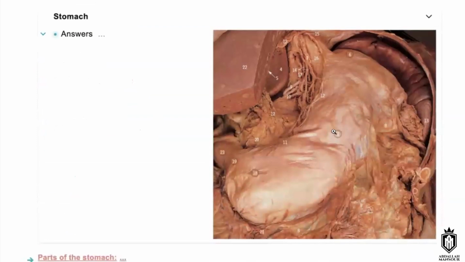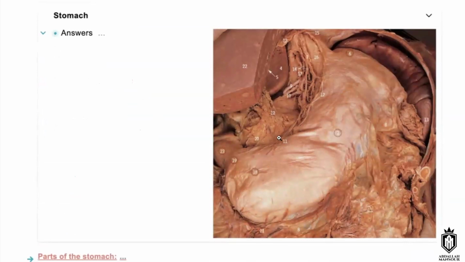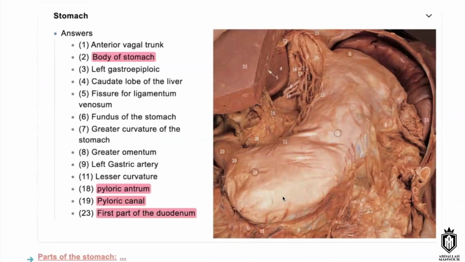What is number 2? Body of stomach. Okay, and what is number 11? Lesser curvature. And what is number 6? Fundus. 18. Pyloric antrum. 19. Pyloric canal. And 23, excuse me. First part of duodenum. Well done.